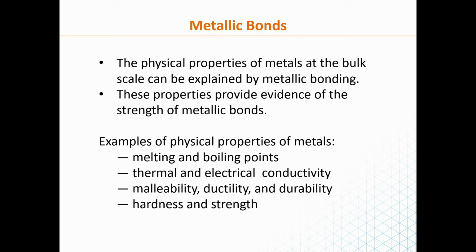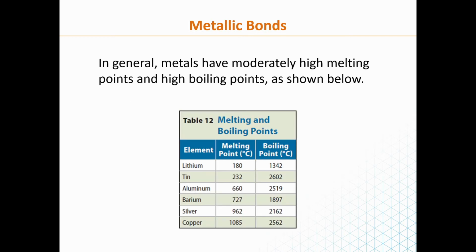The physical properties of metals at the bulk scale can be explained by metallic bonding. These properties provide evidence of the strength of metallic bonds. Examples of physical properties of metals: we have melting and boiling points, thermal and electrical conductivity, malleability, ductility, and durability, hardness and strength.